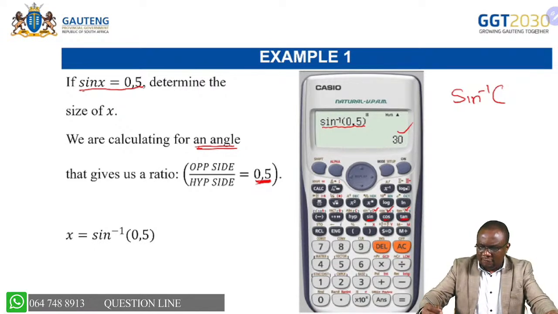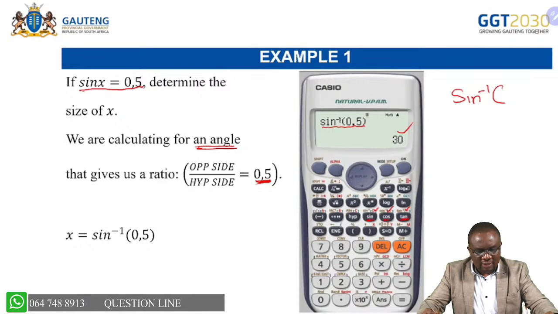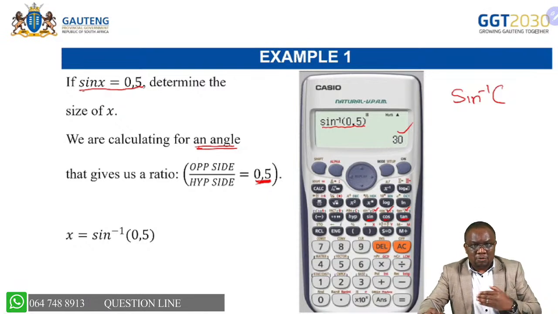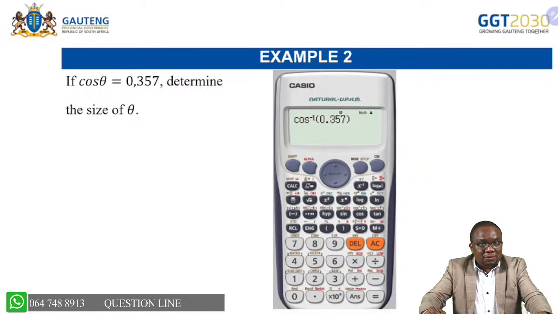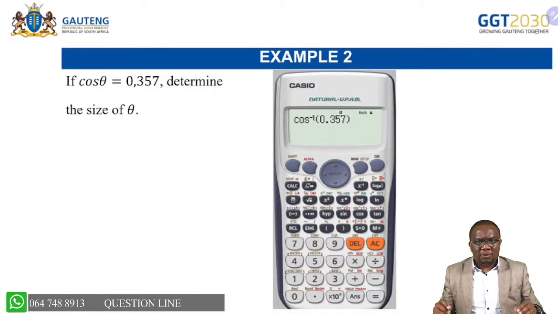Right, let's move on to the next one. After the second example, remember, I'm not going to be showing you how to use the calculator. You must know it now, okay? Let's go to the second one. Do you want to try before I show you? Try for 30 seconds. Try to use the calculator to find our angle theta.